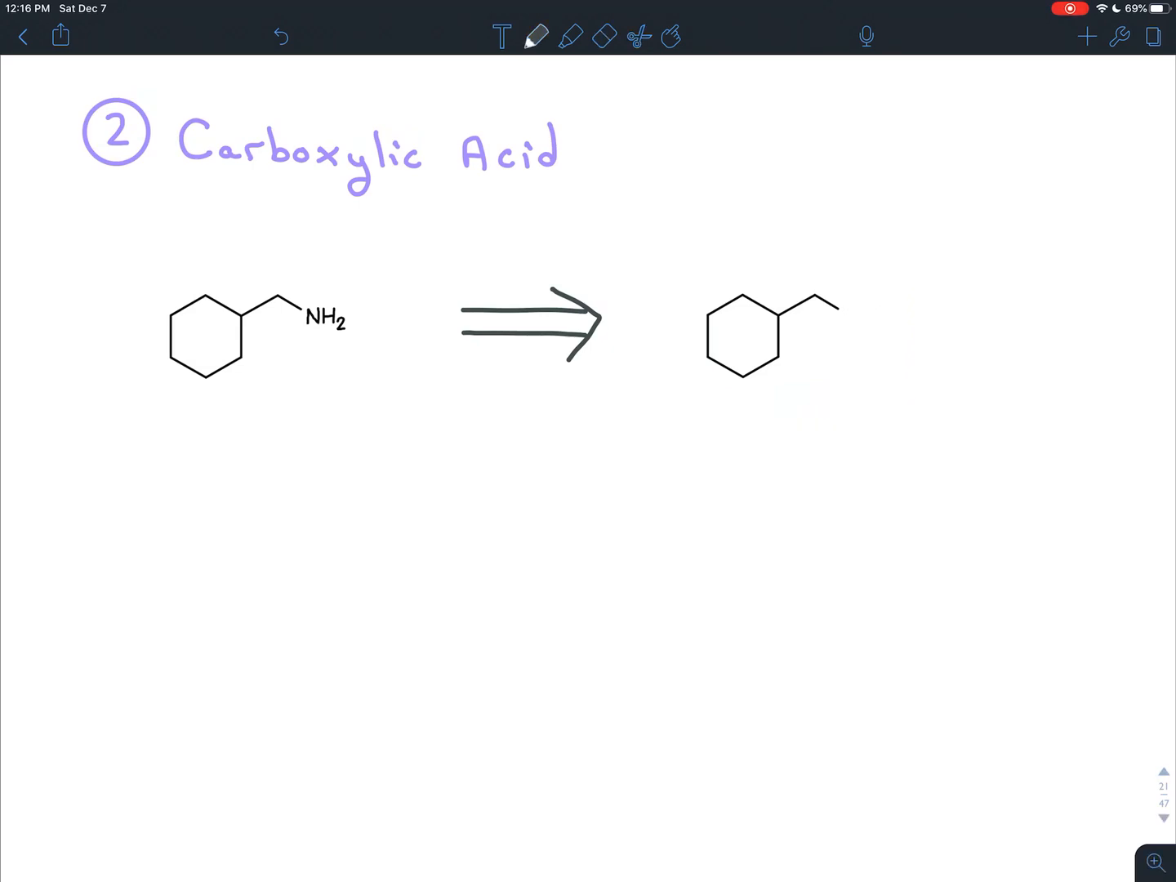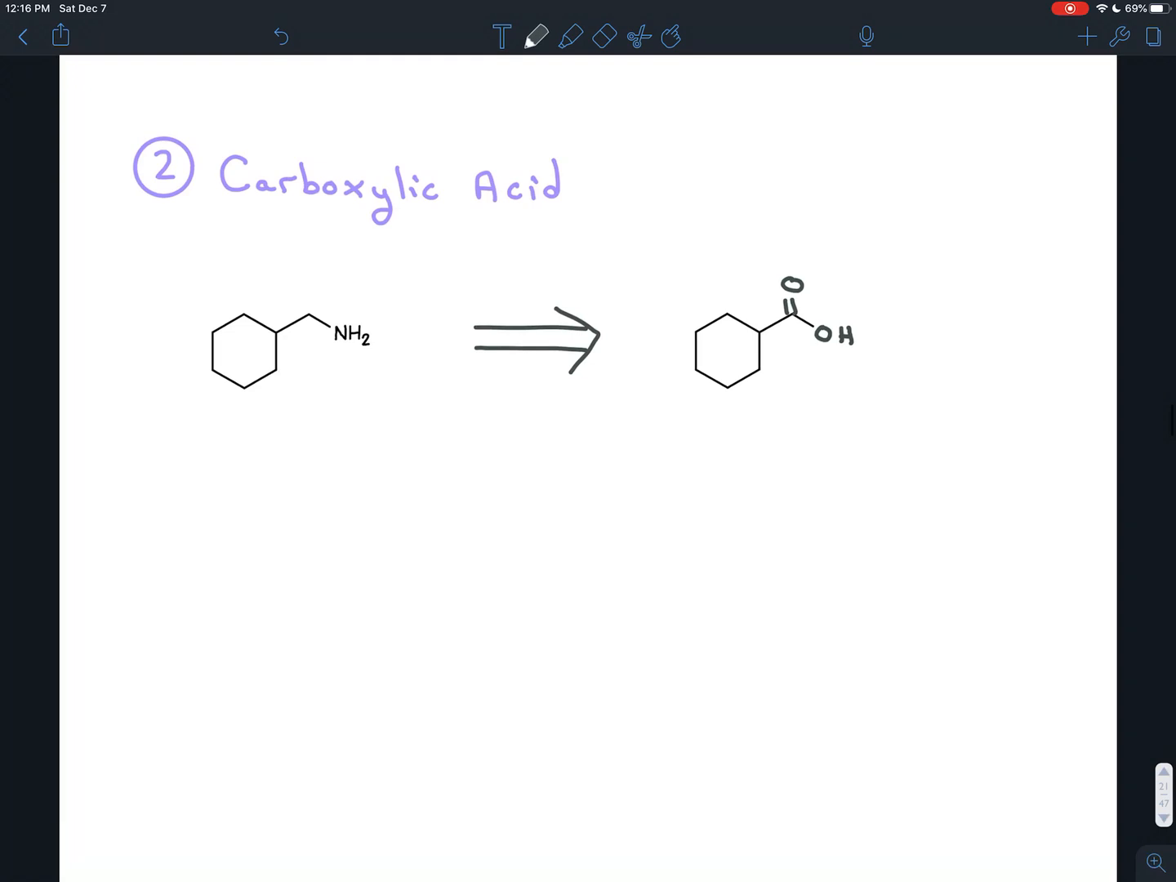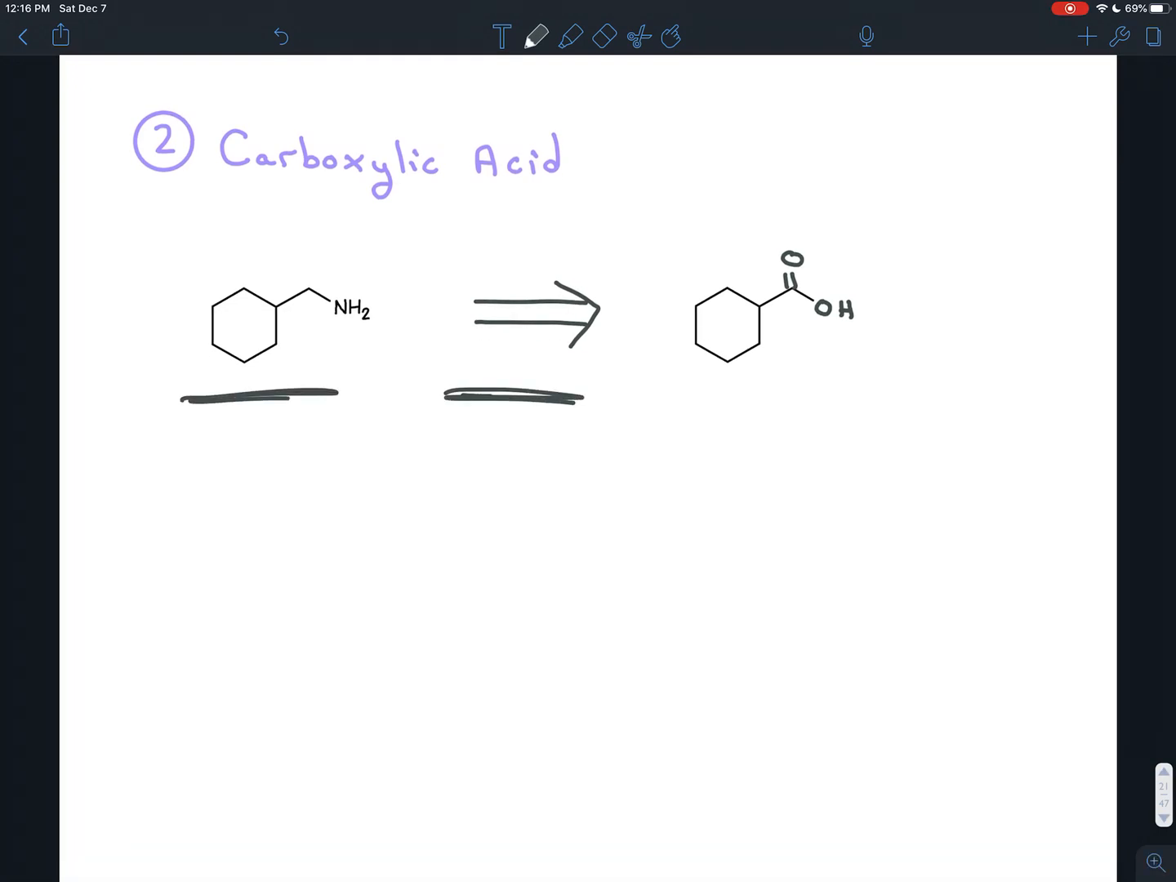So you erase the amine, put an OH where it was, and next to it have a double bond to an oxygen. And that's the carboxylic acid that we need. So what this is saying is we can make this amine from this carboxylic acid. This retrosynthetic arrow is telling us that.